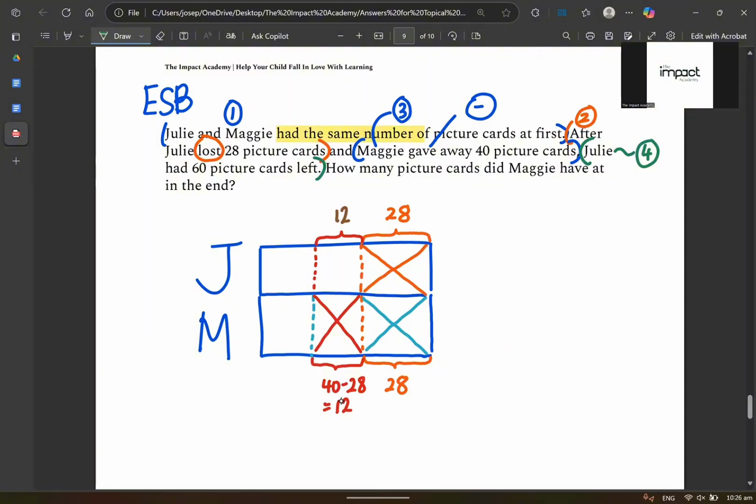When I say Julie had 60 picture cards left, that means to say everything from here all the way to here, it is how much? 60. That's not true. Why? Because the question says what? 60 picture cards, minus the 28. Yes, very good. So this I blanket.